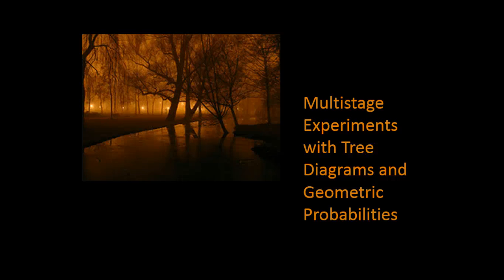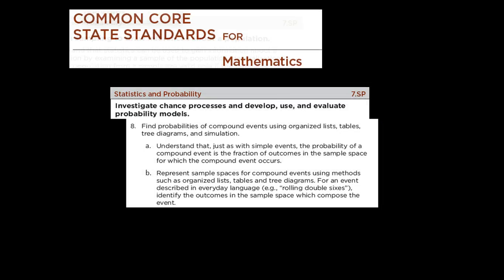Now that we've looked at the basics of probabilities, we're going to look at some more complicated cases when we have experiments that involve more than one step. And we're also going to look at some ways to organize that information. So just a reminder that probability is a topic that is first discussed in detail in 7th grade in the Common Core State Standards.